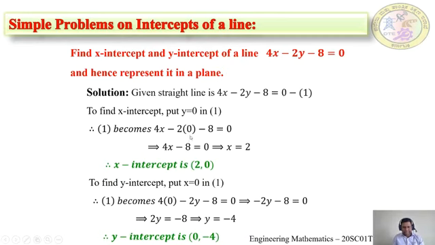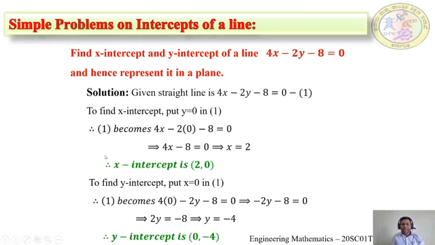Simplification matters. Simplification neatagi ಮಾಡಬೇಕಾಗುತ್ತೆ, ಮಾಡಿದ್ರೆ exact answer ಬರುತ್ತೆ. X-intercept is 2 comma 0. Similarly, if you want to find y-intercept, put x equal to 0 in equation 1. Therefore equation 1 becomes minus 2y minus 8 equal to 0. Therefore y is equal to minus 4. And y-intercept is 0 comma minus 4.